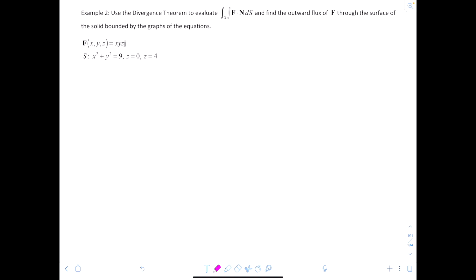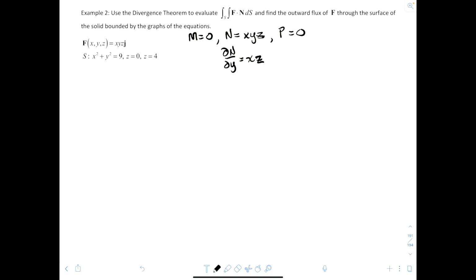So here we go. Our vector field is xyz times j, right? And so if we take a look at this, M is 0 because there's no i, N is x times y times z, and P is 0 because there's no k. So the first partial of N with respect to y is x times z.